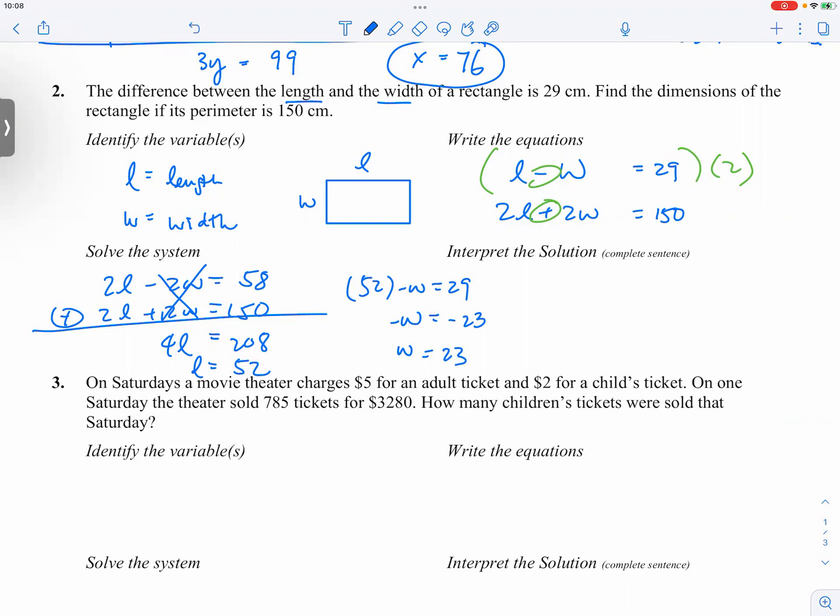So to interpret our solution, we'll say, hey, this rectangle, what's the dimension? 52 centimeters by 23 centimeters. Okay, so that's how you communicate the dimension. Okie doke.